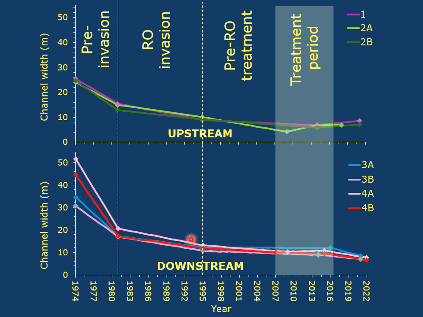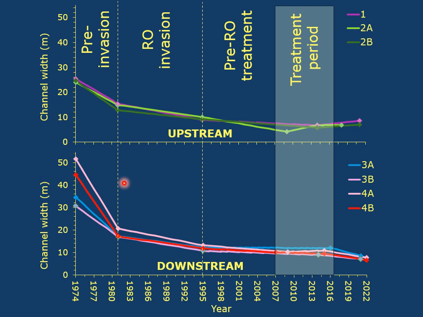Important changes illustrated here to note are the following. First, the Escalante River Channel was narrowing rapidly before the invasion of Russian olive, which began around 1980. Second, the channel continued to narrow, but more slowly during the Russian olive invasion and prior to treatment, which began around 2007.